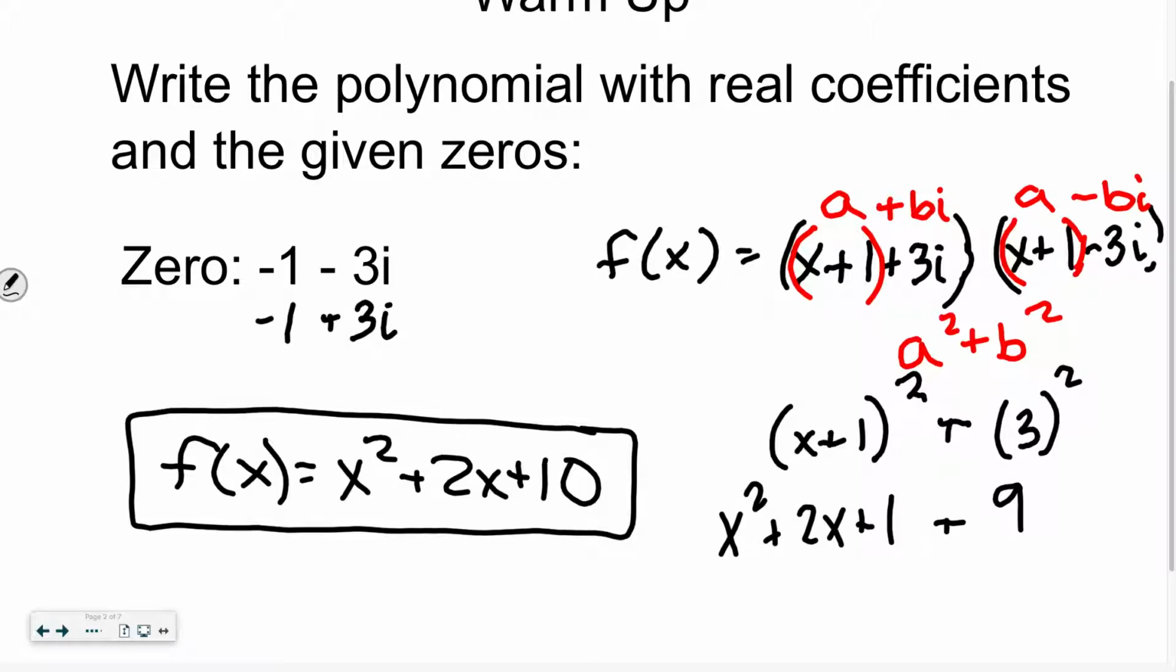If you did trinomial by trinomial and you still didn't get x squared plus 2x plus 10, let me know. I'll come around and look at your work. You must have some kind of multiplication, sign error, combining like terms error.